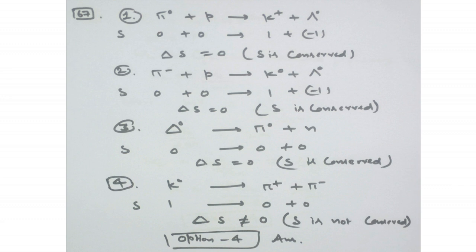Now in the third case, lambda naught decays into pi naught plus n. That means strangeness is also conserved in this case. Now in the fourth option it is K naught decaying into pi plus pi minus. So now in the left side it is 1 and in the right side it is 0. So that means the change in strangeness is not equal to 0. So therefore strangeness is not conserved in this case. So option 4 is the right answer.